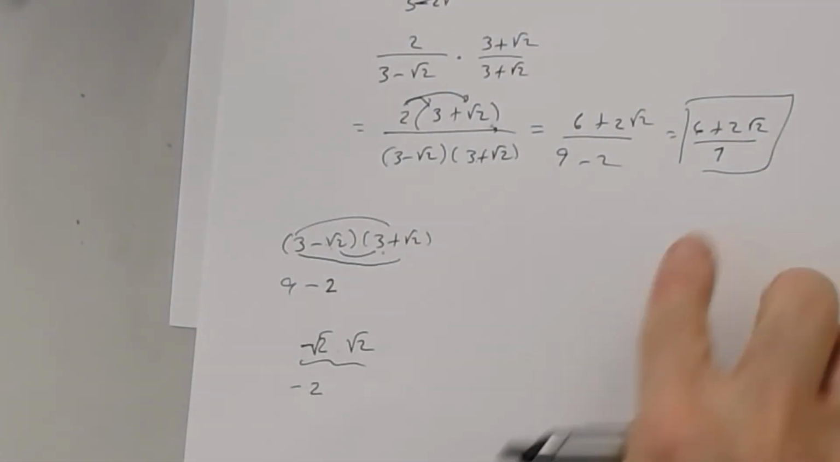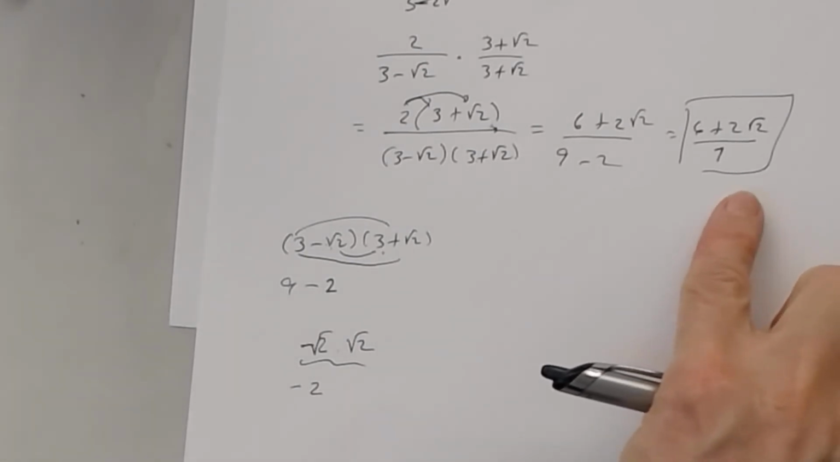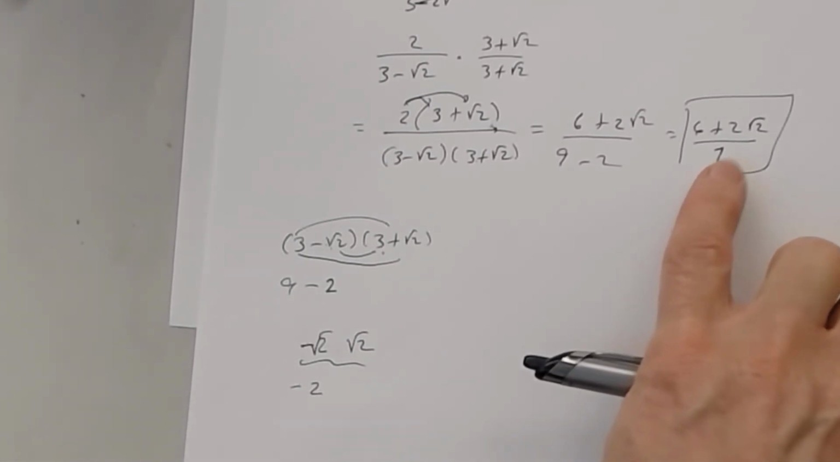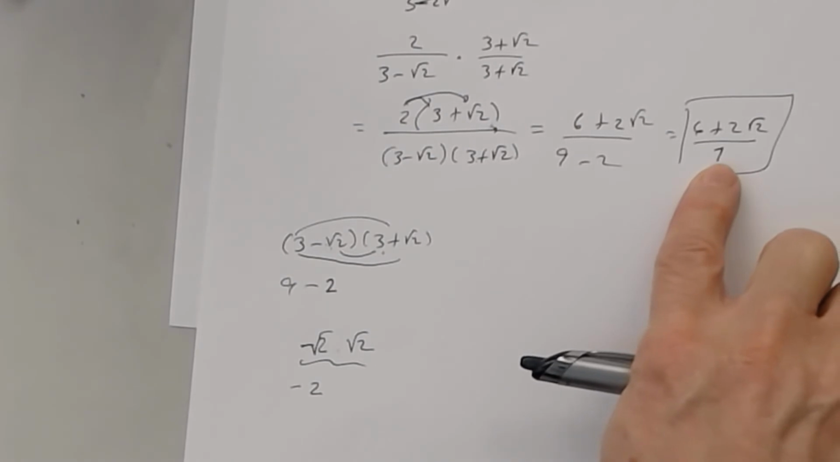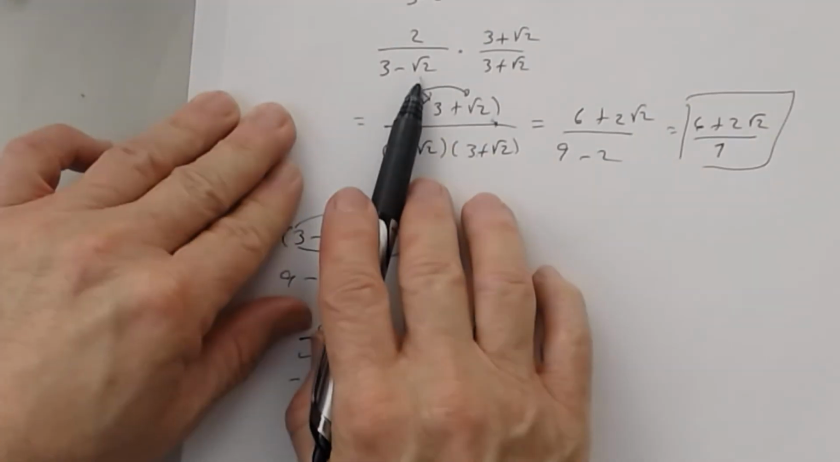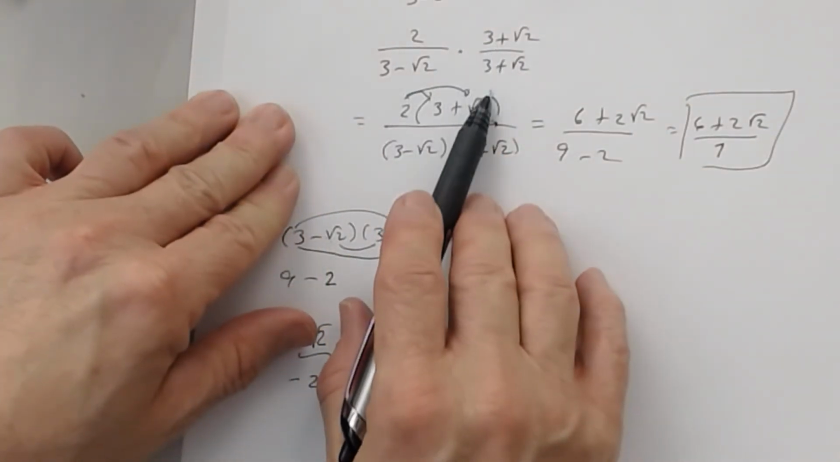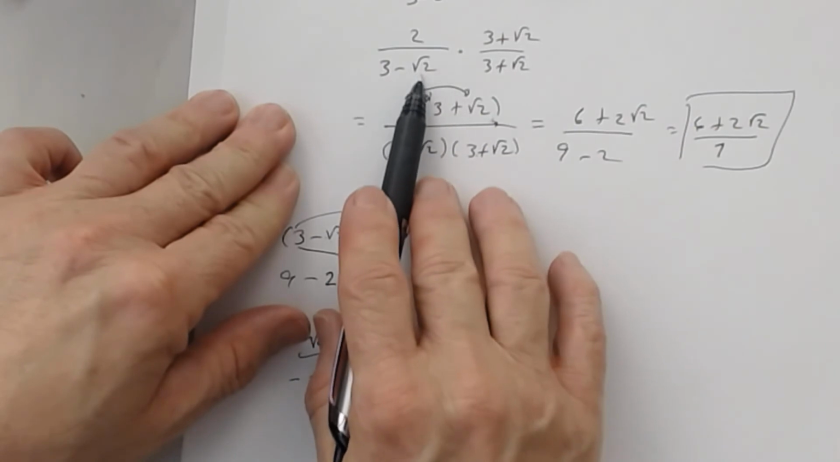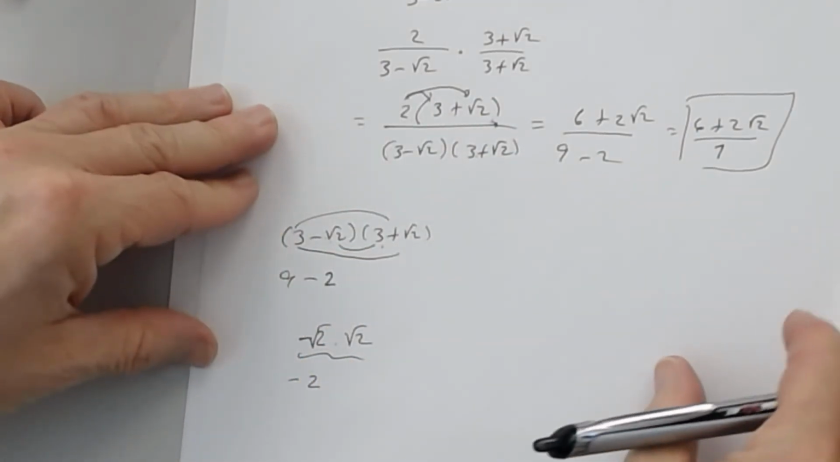So did I end up with a fraction that had a rational denominator? Yes. Okay. So when you have two terms, you now know that you're going to have to multiply both numerator and denominator by the conjugate of the denominator. All right, let's go to number 4.